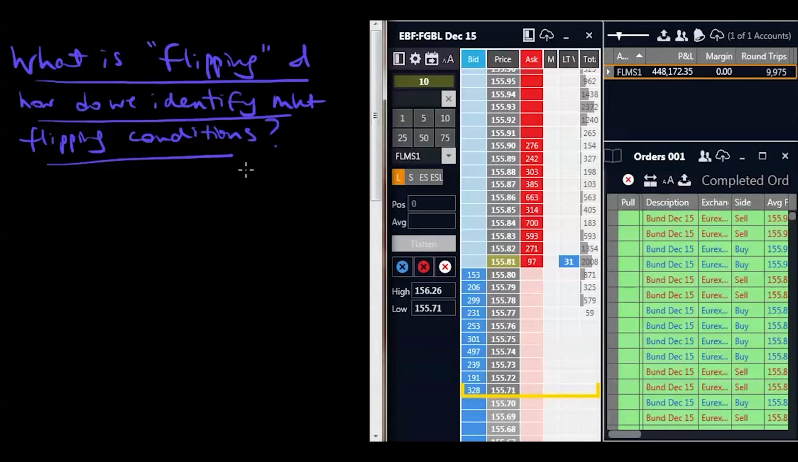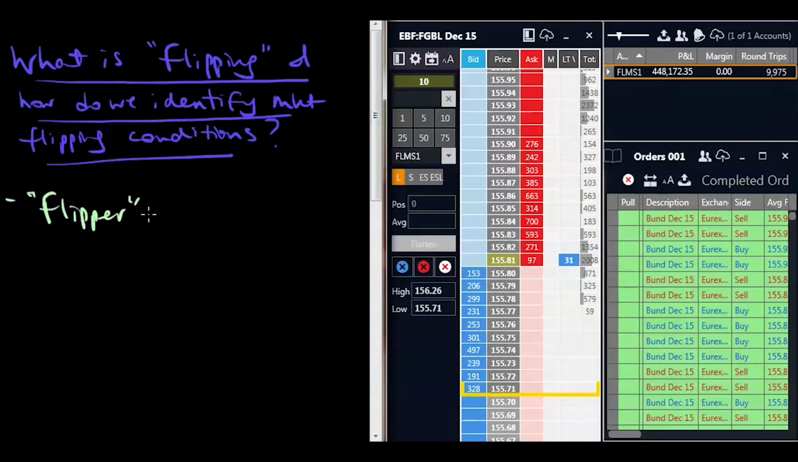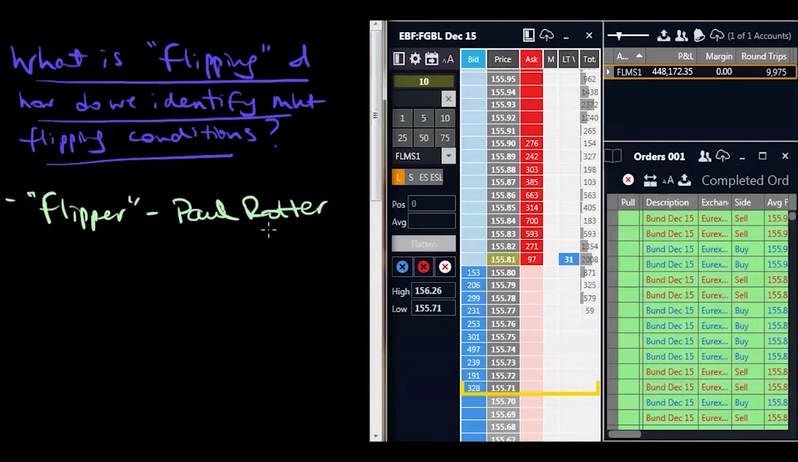Now, with this flipper, before we define what it does, we'll start with a little bit of background on what the flipper is. Why did it get this name? Well, flipper actually comes from an old trader back in the late 90s and early 2000s called Paul Rotter. If you look up the name Paul Rotter, you'll find quite a bit of information on his flipping transactions.